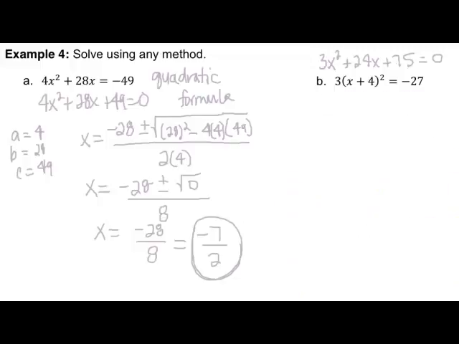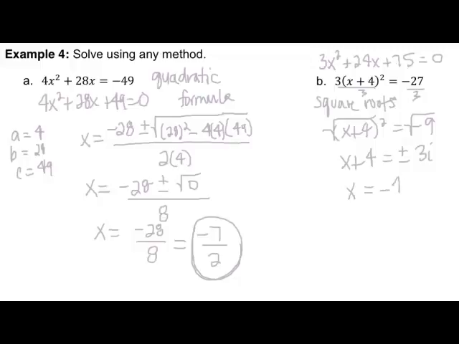Second method I'm going to show you is square roots. So here, if we want to get our x squared term all by itself, we need to divide by 3 on both sides. So that gives me x plus 4 quantity squared equals negative 9. Then I'm going to take the square root of both sides. I get x plus 4 equals plus or minus. Again, the square root of negative 9 is 3i. Subtract 4. And x is negative 4 plus or minus 3i.